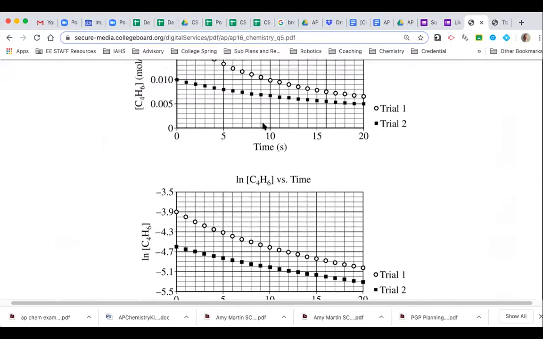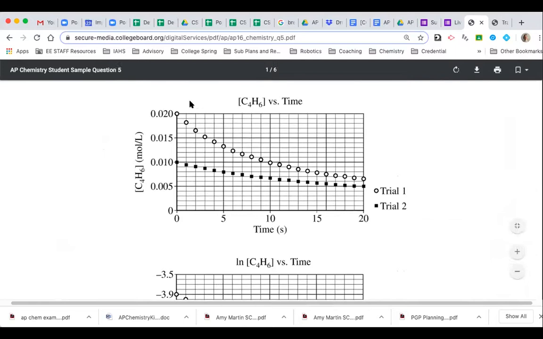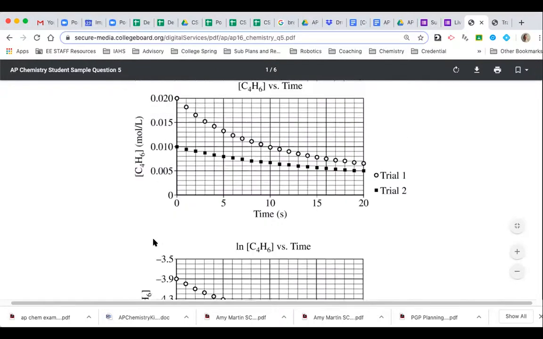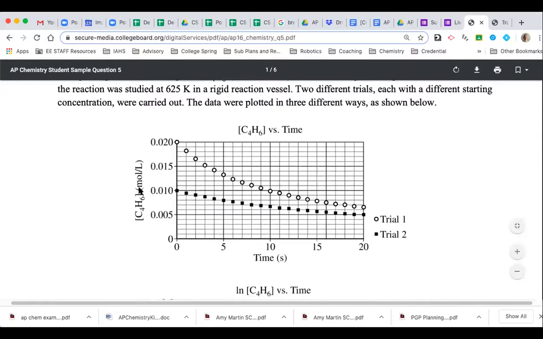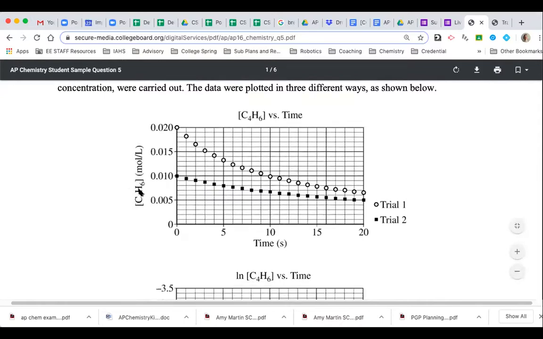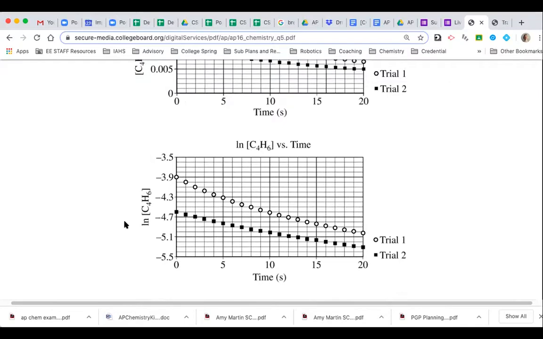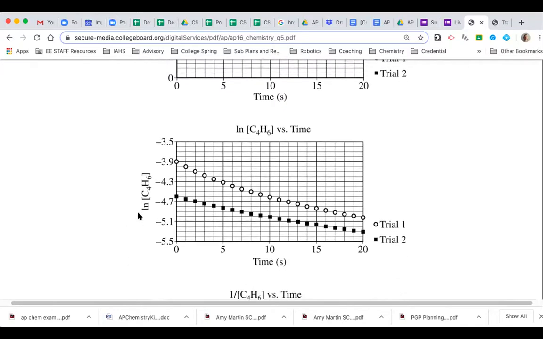So you can only take it from this graph because natural log of concentration doesn't make any sense when we're trying to do the gas laws, right? Concentration makes sense because concentration is moles per liter. This natural log, see how it doesn't even have units? When you take the log of something, there are no units. It's like the log of 10 to the minus 2 is 2. There's no units for that.